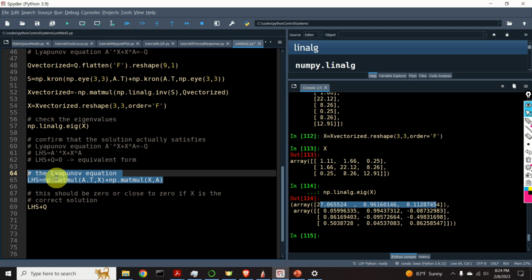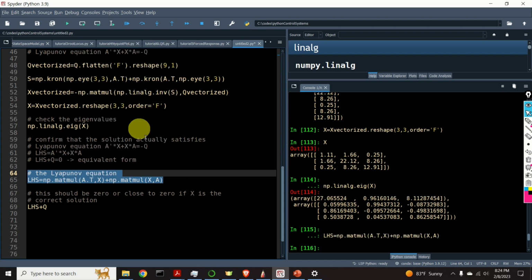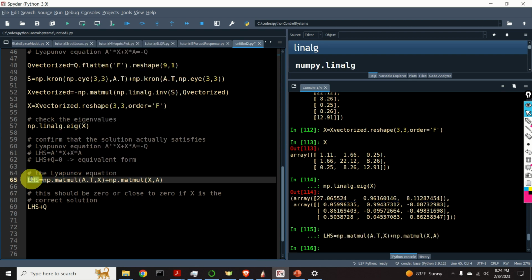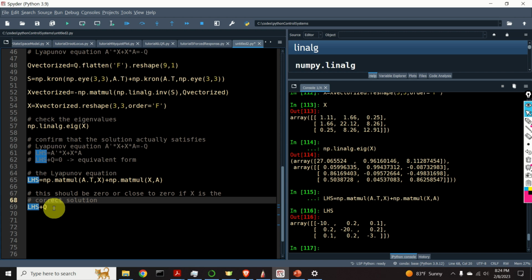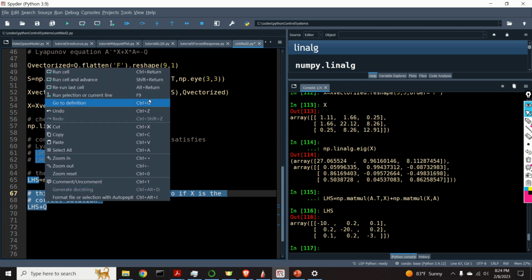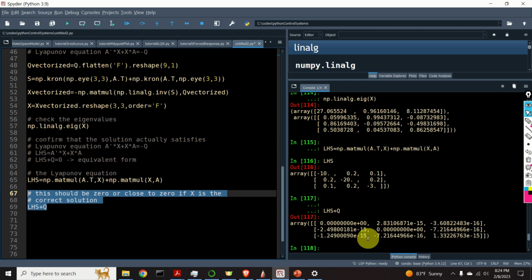Here's the left-hand side. Okay, let's see the left-hand side. Here it is. And let's add Q to this left-hand side, and let's see the result. Voila, here's the result. We obtain a matrix that's very close to 0. This is because these numbers are 10 to the minus 15, 10 to the minus 16. That is, we are at the numerical precision baseline.